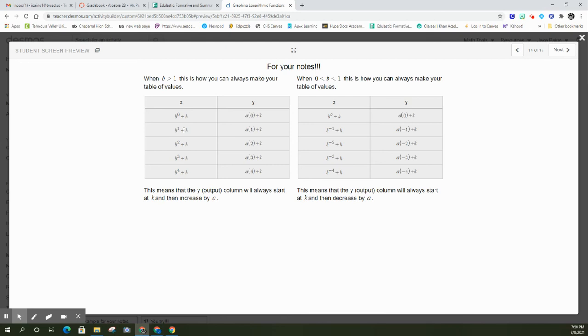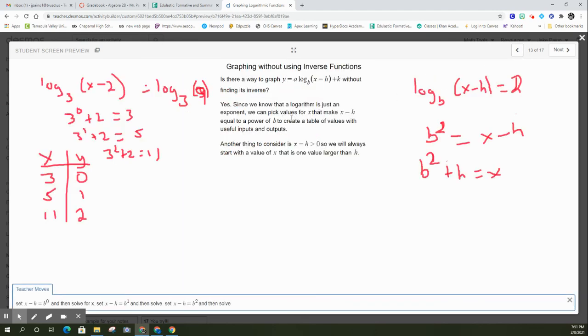So we could bypass doing all the inverse stuff every single time and just pick these values for x, and then the y's will be easy. It's just whatever k is, and then add a every time or subtract a every time. You got to know how to get your x's. Again, how am I picking my x's? I'm thinking back to this problem. What is going to make it easy for me to figure out what makes x minus h a power of b? So, 3. What makes it 9? So I could get 2.